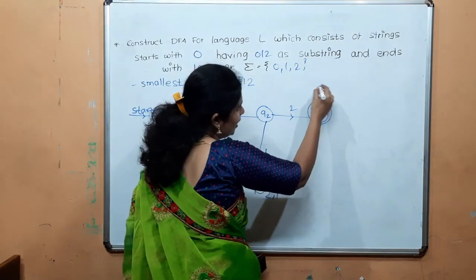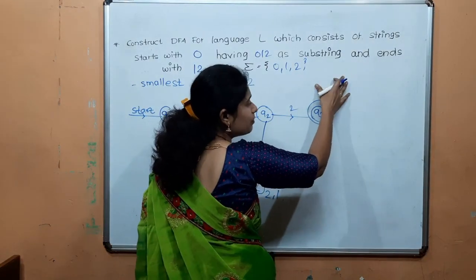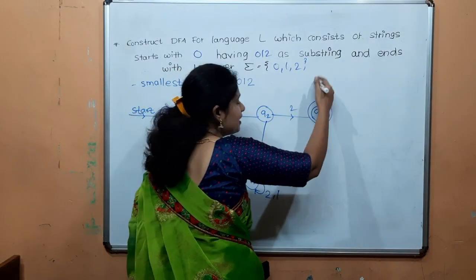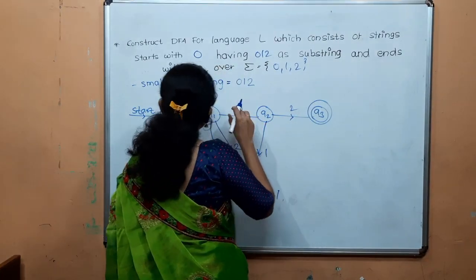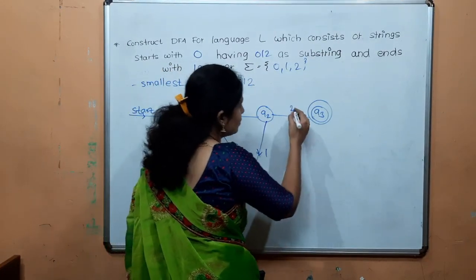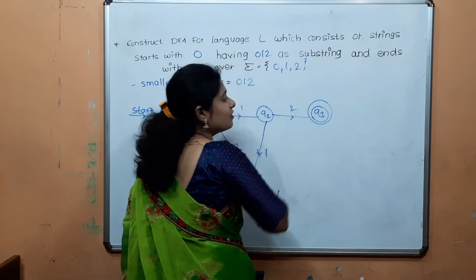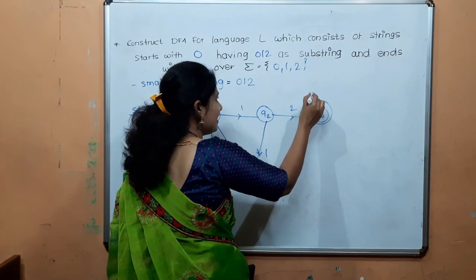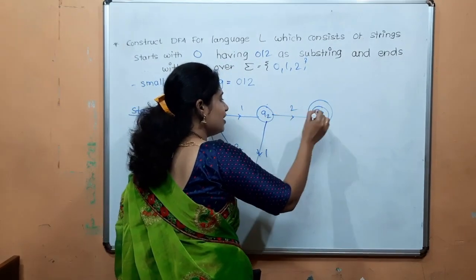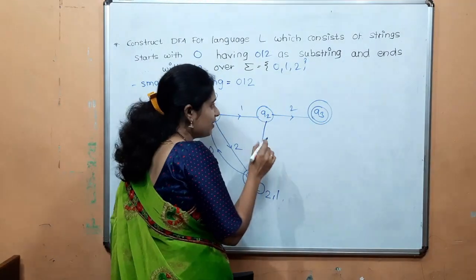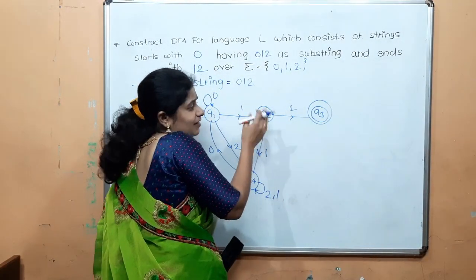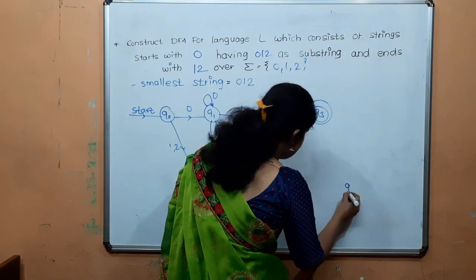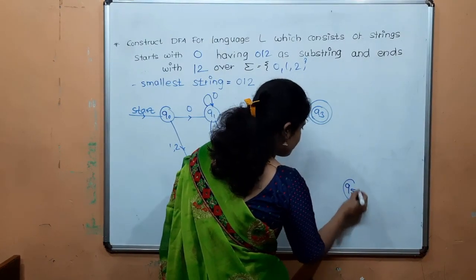Here I cannot give the self loop of a 2 because it becomes ends with 2, which is invalid. The condition is that ends with 1, 2. After this 2, 1 will occur. I cannot give here 1, 2 because this is the having part. Okay, we cannot interfere between these parts. So here we can add another state, that is Q5.